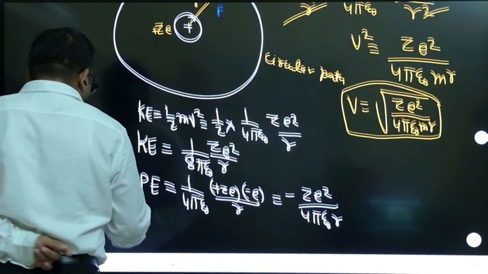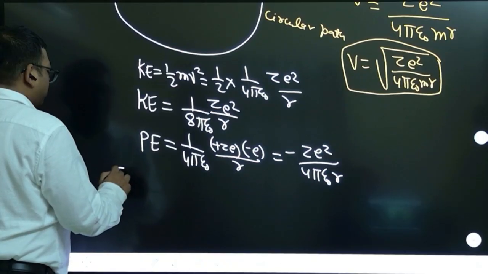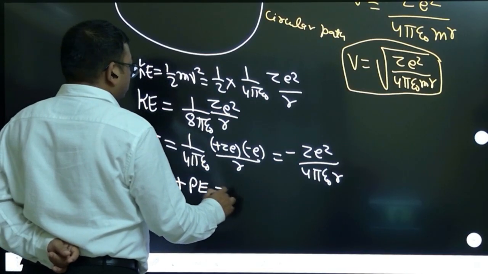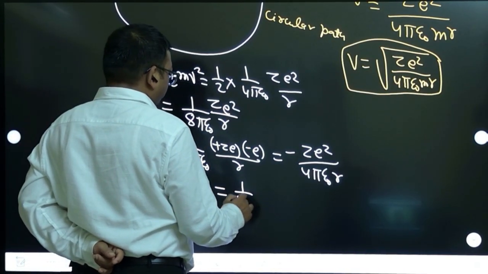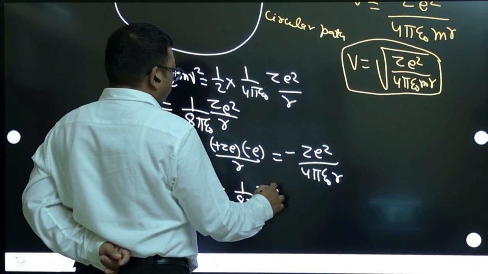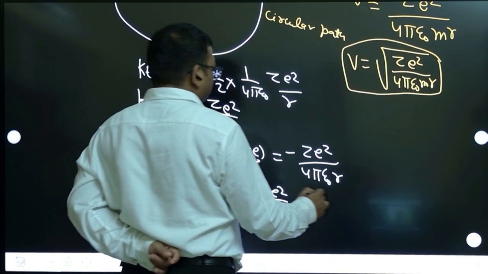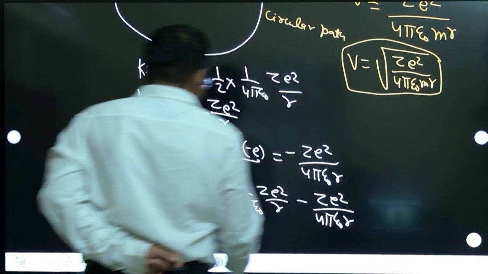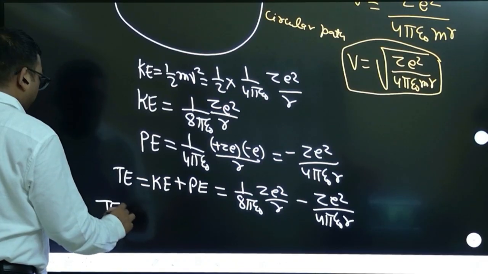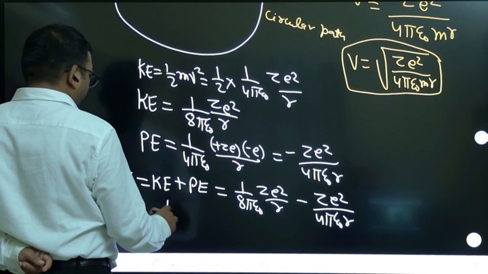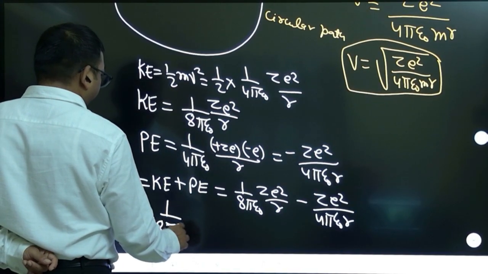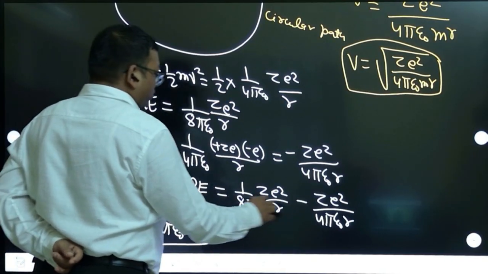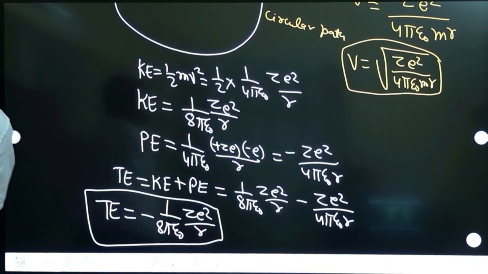Now if I calculate total energy, we will add kinetic and potential. So total energy is equal to kinetic energy plus potential energy. If you add them, 1 by 8 pi epsilon naught Z e square by r minus Z e square by 4 pi epsilon naught r. So that total energy will become negative 1 by 8 pi epsilon naught Z e square by r. Right? It becomes minus because 1 by 8 minus 1 by 4 gives minus 1 by 8.